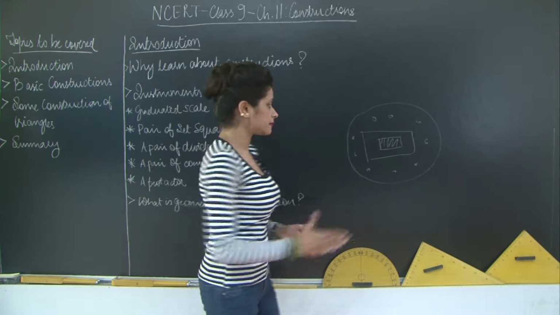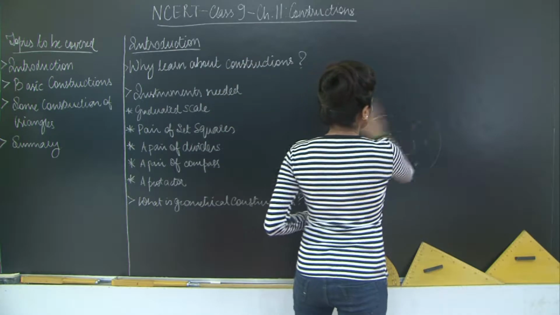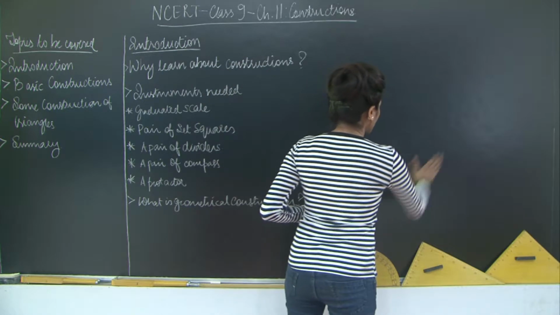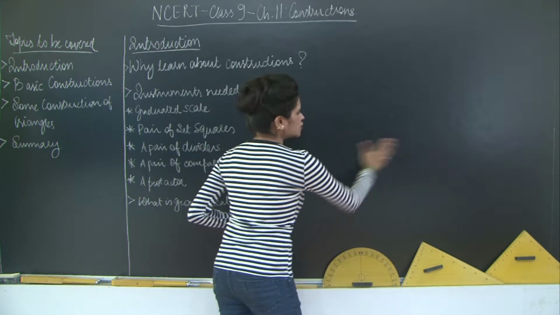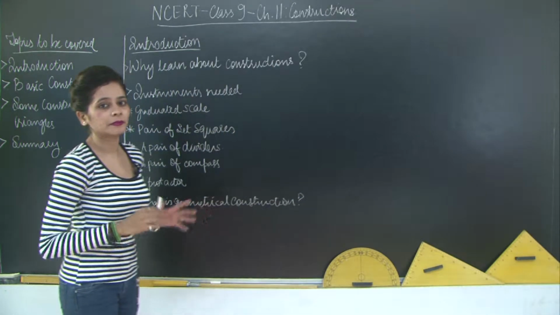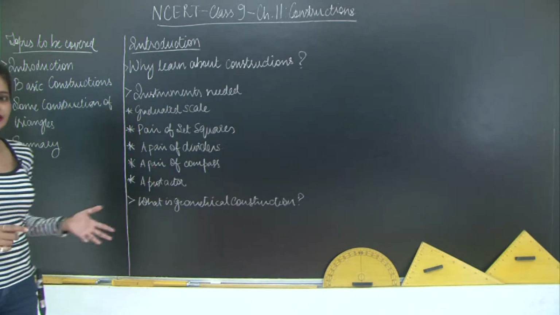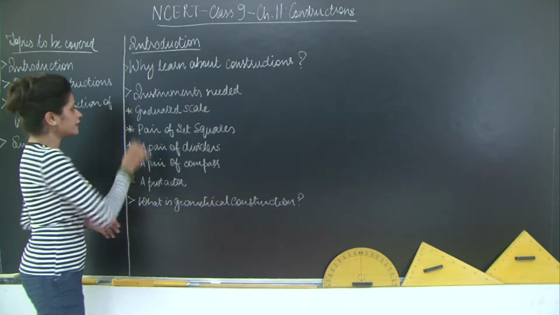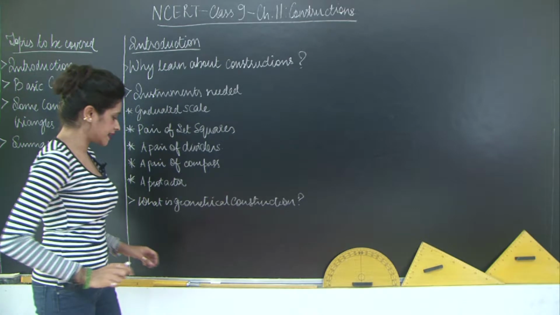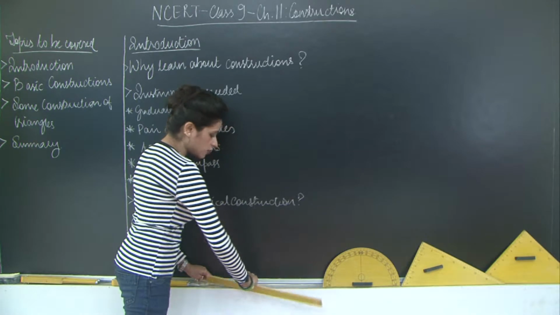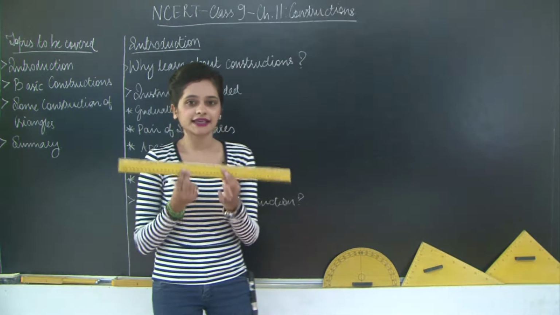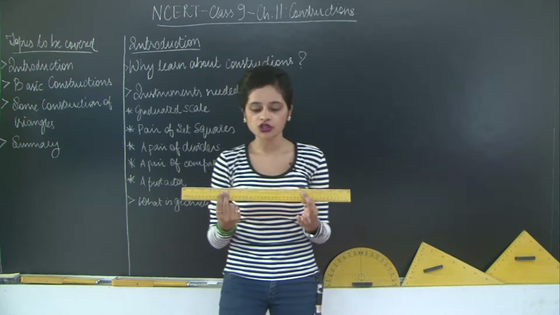Now in this chapter, for constructions, you will be needing some basic instruments. So what are these instruments? The first one is a graduated scale. The graduated scale is also known as a straight edge. It is nothing but your ruler. You also call it scale.